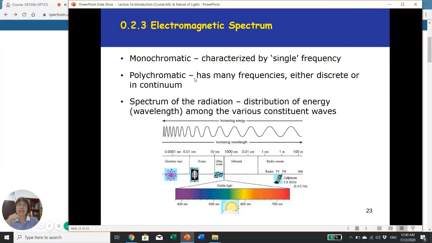When we say that the light is monochromatic, it's characterized by having a single frequency. If it's polychromatic, poly here means many, so it has many frequencies. And when we talk about spectrum, we are talking about the distribution of energy or distribution of wavelength or distribution of frequency of the wave.